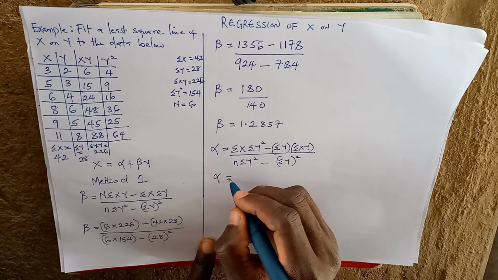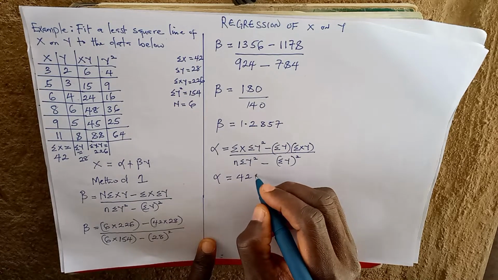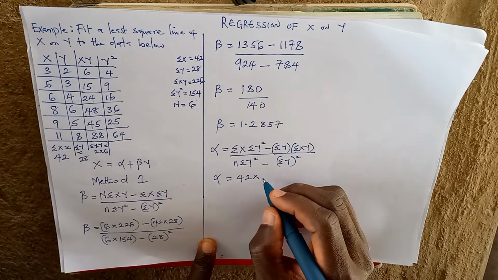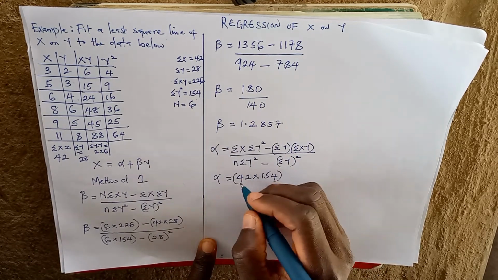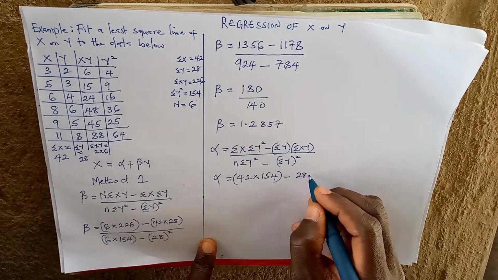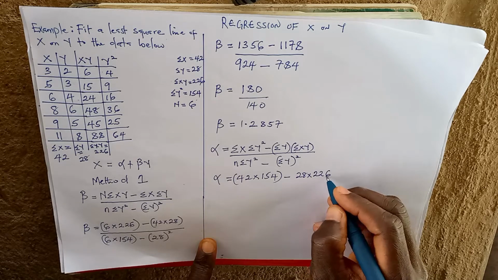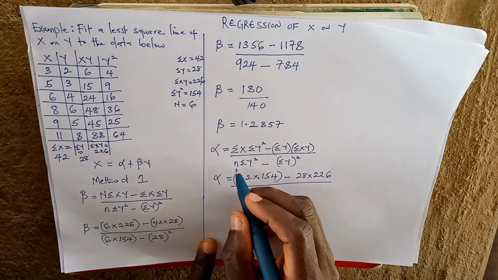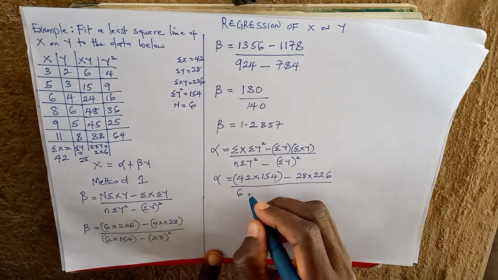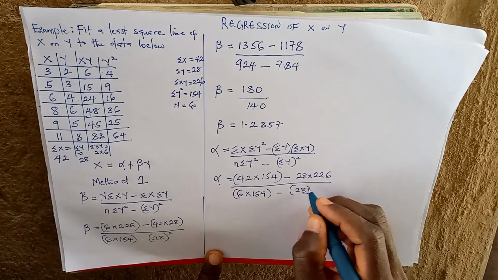Now alpha equals summation x, and our summation x is 42, times summation y squared, which from here is 154, minus summation y, which is 28, times summation xy, and our summation xy is 226. This is divided by n summation y squared minus summation y squared, exactly as we have here. So here we have 6 times 154 minus 28 raised to power 2.